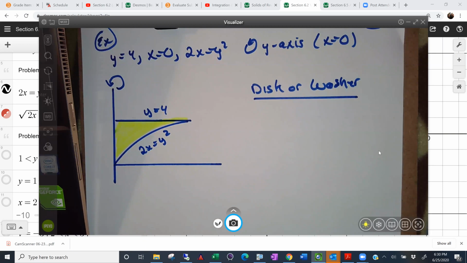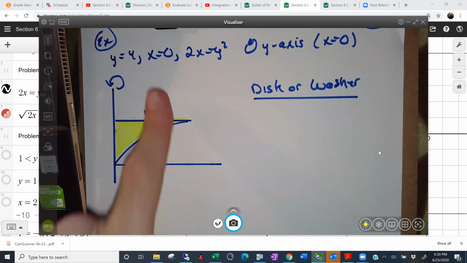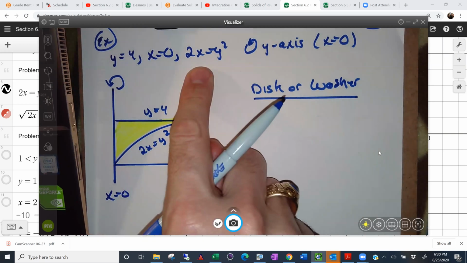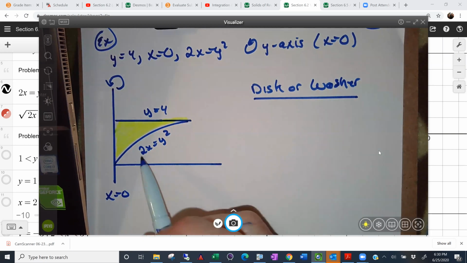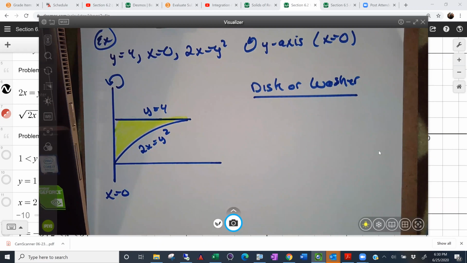Okay, so you've got a function bound by three different functions. y equals 4, that's a horizontal line. x equals 0, of course, that's your y-axis. And the equation 2x equals y squared, which is really kind of the graph of a square root function, like that. Now, first things first, we're rotating it around the y-axis.